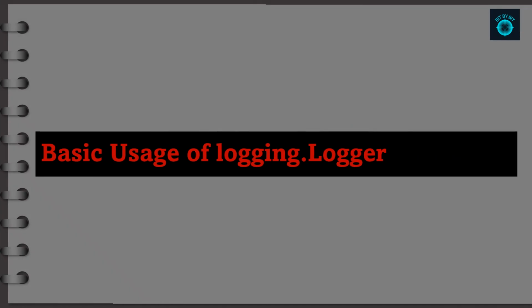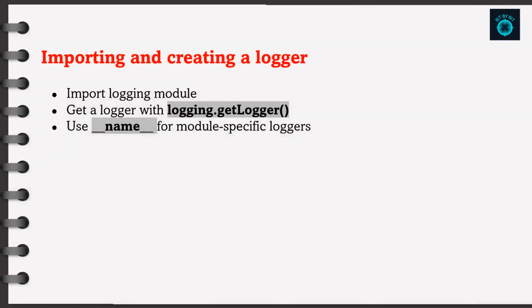Basic usage of logging.Logger. Importing and creating a logger. To start using logging, you must first import the logging module. Then you create a logger object by calling logging.getLogger. It is common to pass __name__, so that each module in a project has its own logger. This makes it easy to track where messages are coming from when working in bigger projects.